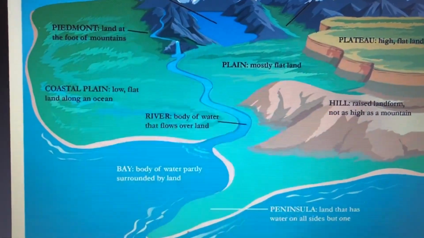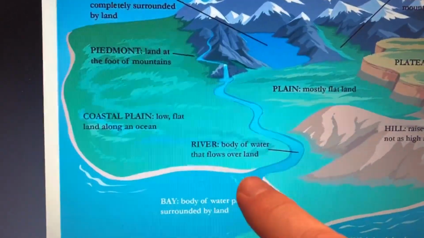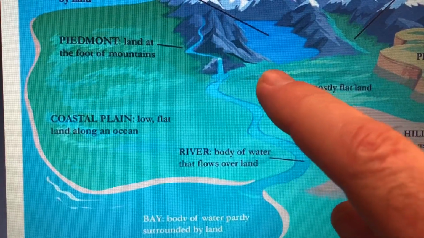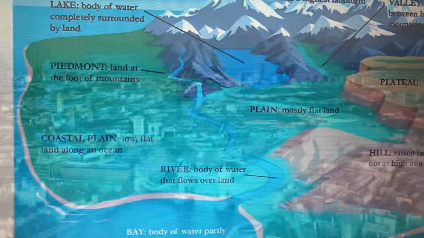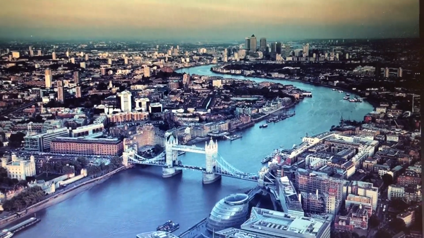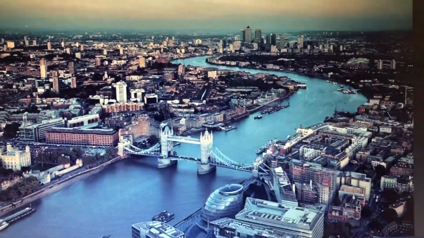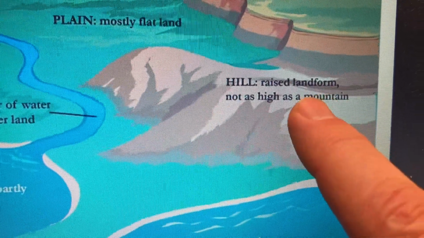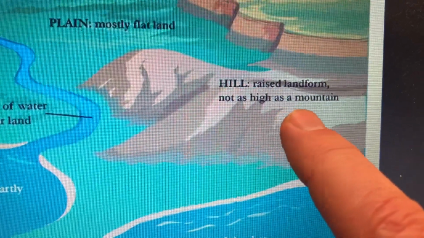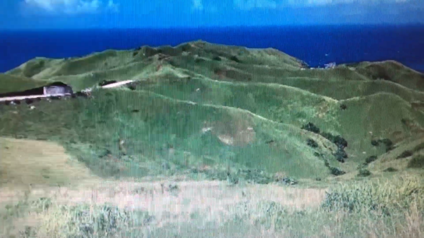All right, let's continue here. Let's see. We have a river. So body of water that flows over land. So here is the river. Let's look at a picture. So here is a picture of a river, the River Thames in London, England. Okay, so the river, water that flows on land. Let's look now at a hill. Okay, so hill, right here, is a landform, okay, raised landform, not as high as mountains. Okay, so let's see if we can find a picture of a hill. So this would be the hills, right? They're not high like mountains. They're just little mountains, okay?